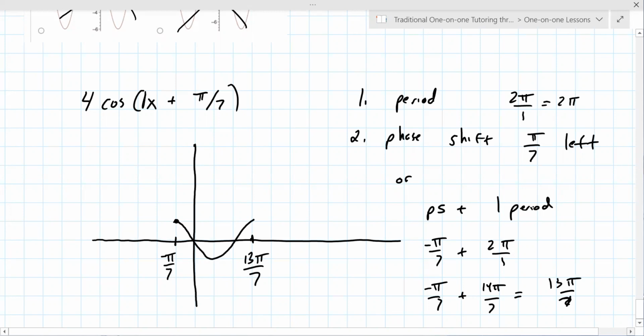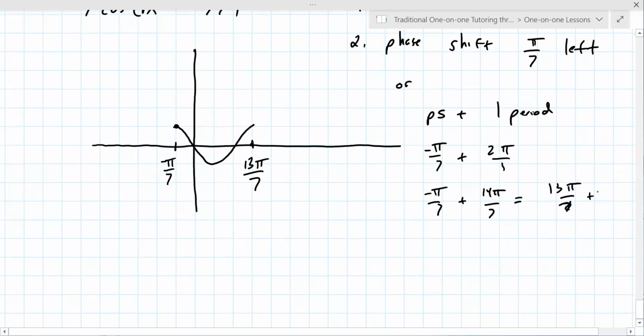Most of the time they want you to graph 2 periods. So for your next period, you add 2 pi to this to get your second period. So you're adding 14 pi over 7 again, and that's 27 over 7 pi. This one's kind of a weird one because it's really horrible, but if you go out here, that's 27 pi over 7. And it just repeats, right? It starts high, goes low, reaches a minimum, comes back up, and hits that again.